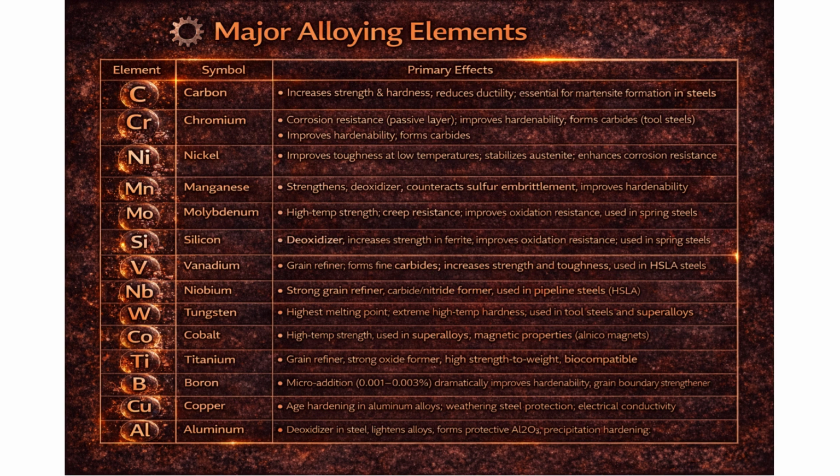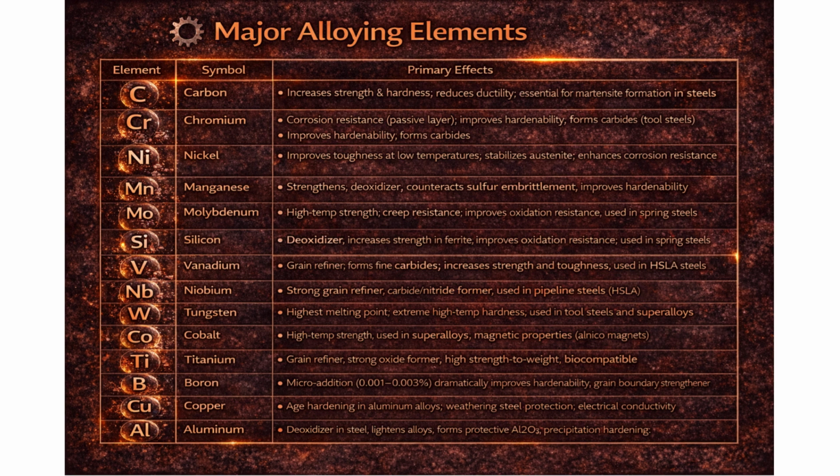Titanium refines grain structure and forms stable oxides and carbides. It provides a high strength-to-weight ratio and is also known for its biocompatibility. Boron: even very small additions of boron, around 0.001 to 0.003%, can significantly improve hardenability by strengthening grain boundaries. Copper: copper improves corrosion resistance in weathering steels and is also used in age-hardening aluminum alloys. It also provides good electrical conductivity.